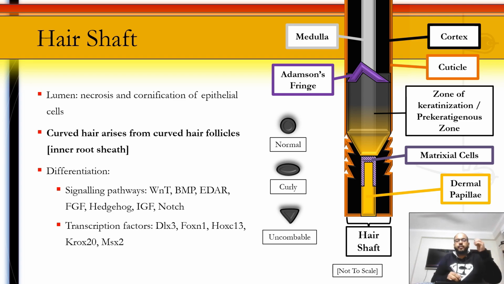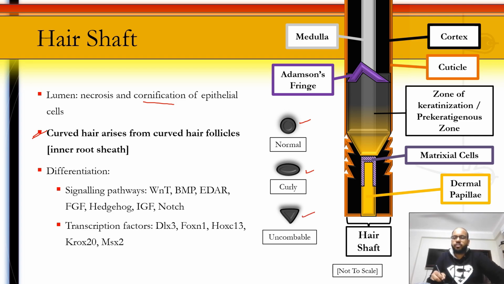Now, as the hair shaft grows, the lumen, the central part, can undergo necrosis and differential cornification of epithelial cells, forming the medulla. Okay. We have discussed that curved hair arises from the curved hair follicle, majorly by the inner root sheath. If it is circular, then it is the normal hair. If it is elliptical, then it is curly. And if it is triangular, then it is uncombable.